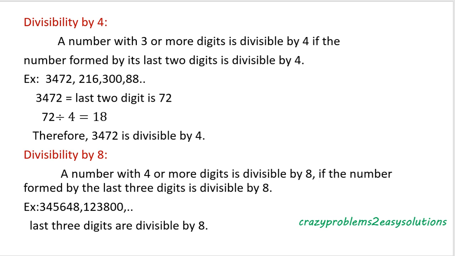72 divided by 4, we get the answer 18. So it is divisible by 4. Obviously the whole number is also divisible by 4. Let's consider any other number.